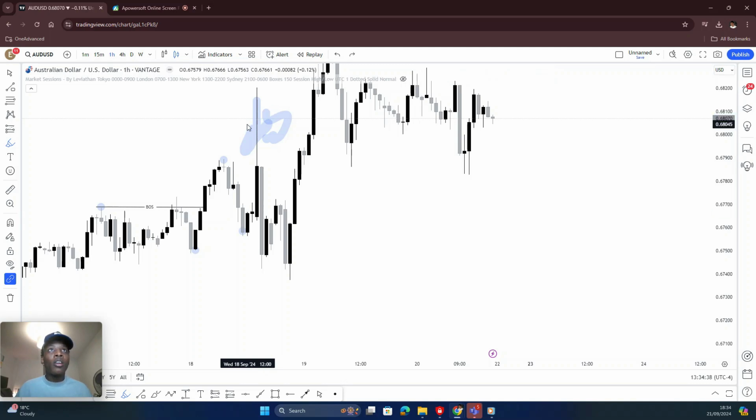We are not looking for a wick break. I said a wick break by mistake. We are looking for a body close, right? Just give me a minute, guys. I kind of zoned out there. So this is our higher high, and this is our higher low. Now, where is that break of structure?